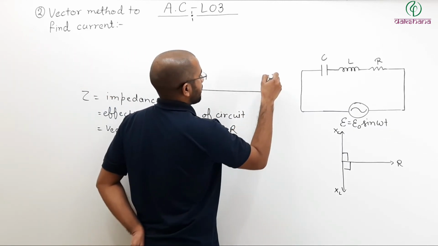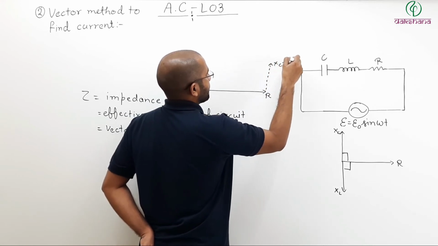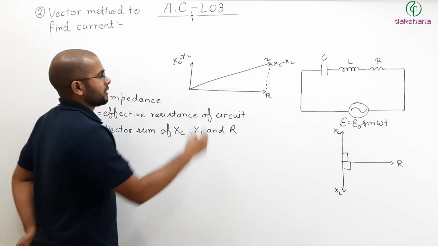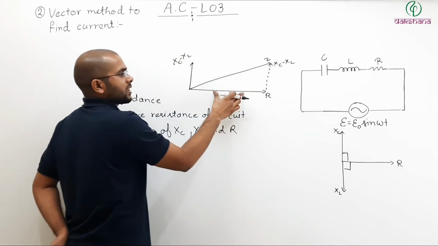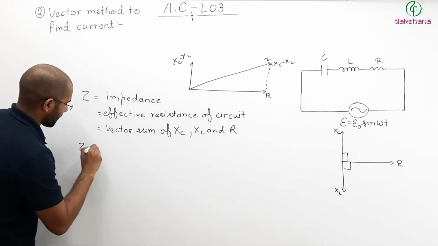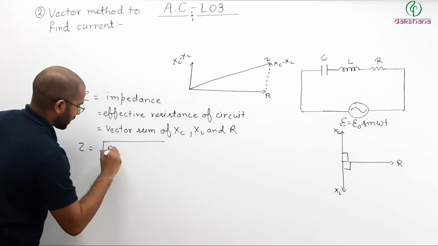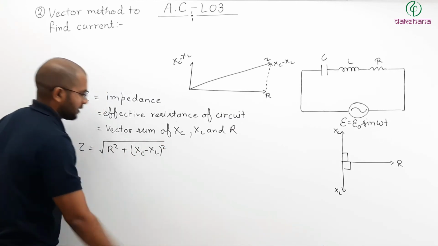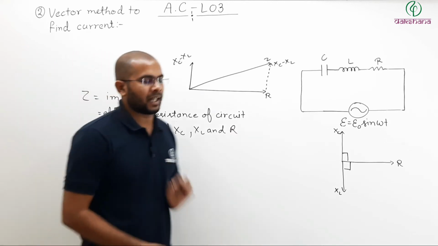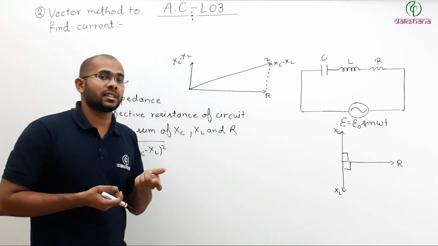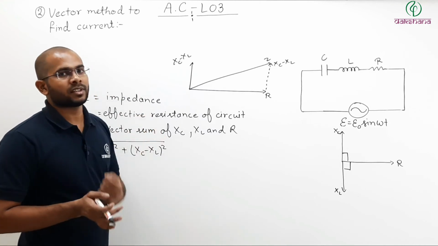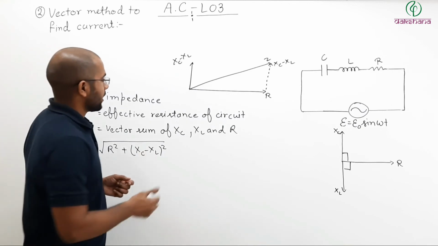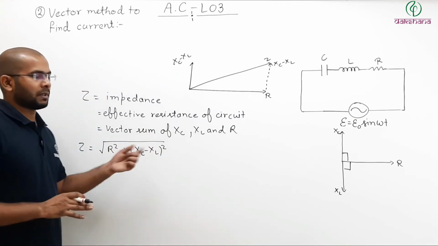Let us suppose this is your XC minus XL. So that is your Z. So Z will be nothing but this square plus this square, under root. So Z is nothing but the under root of R square plus (XC minus XL) square. So that is your effective resistance or impedance of your circuit. So Z equals the square root of R square plus (XC minus XL) square. Now, pause the video, note it down, then we will discuss further.